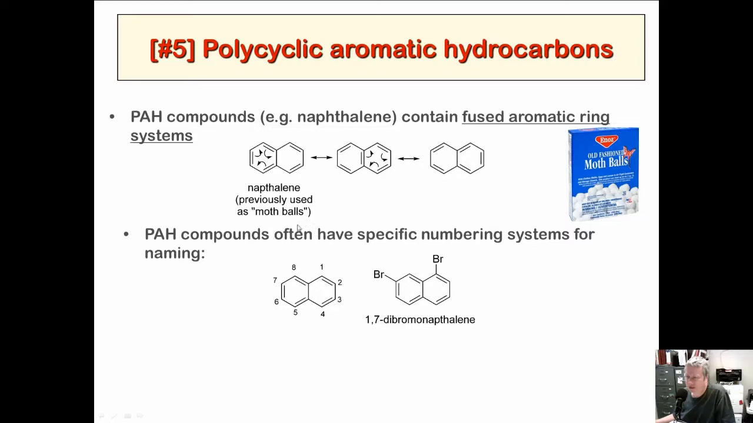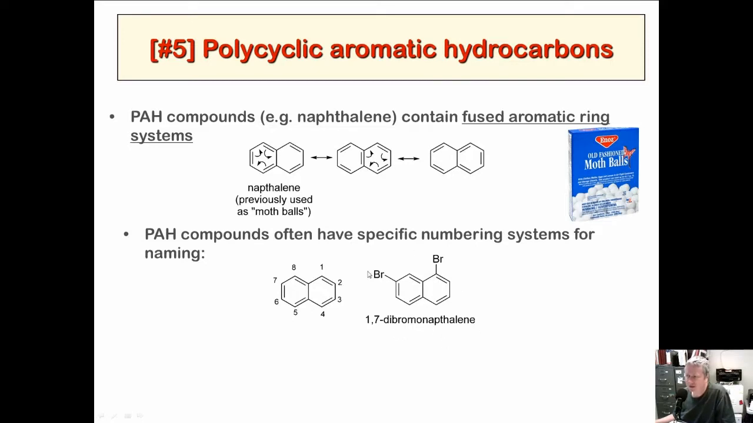These PAH compounds often have a specific numbering system. So naphthalene, for example, goes 1, 2, 3, 4, 5, 6, 7, 8. Interestingly, the fusion points in the middle are not numbered. So this molecule would be called 1,7-dibromonaphthalene. Does that make sense? 1,7-dibromonaphthalene.